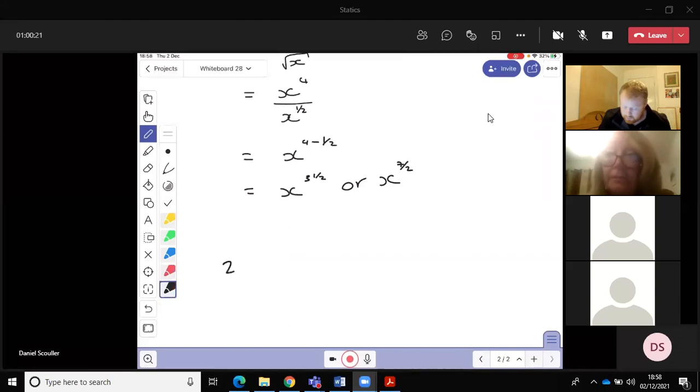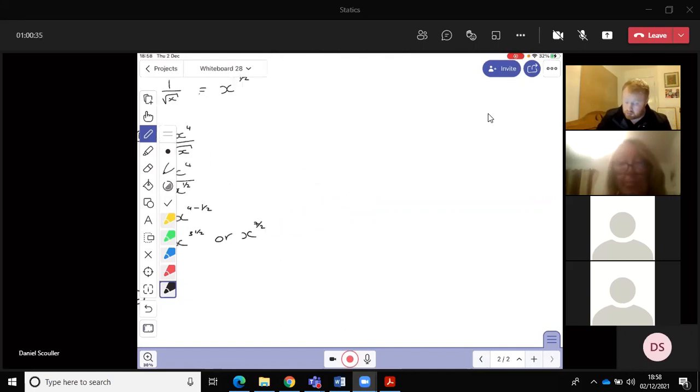Example 2. Sorry, can I just ask a wee question about that first one? Yep. I think I missed where you got the half from. So that's just what a standard square root is. Right, okay.